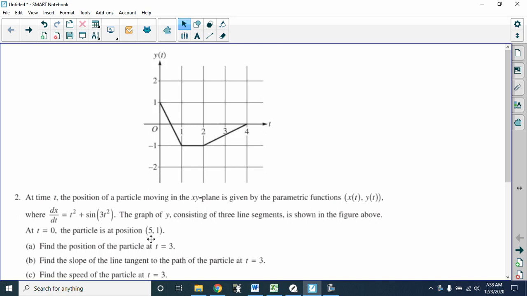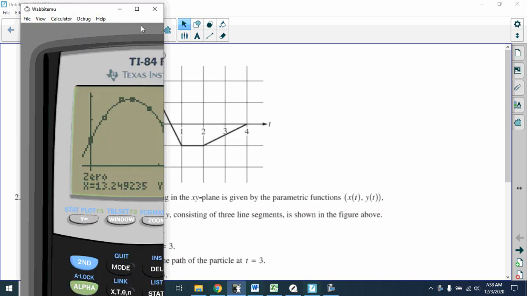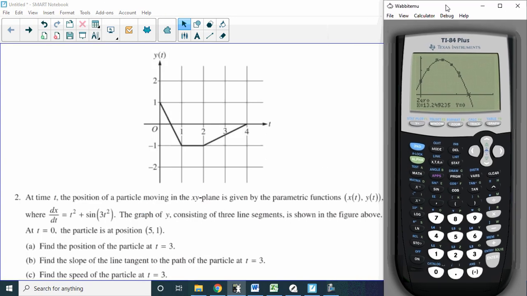Part A asks us for the particle's position at t equals 3. This was a calculator problem, so we can find the x value of position the same way we did in class last time. Get rid of all this stuff. So we want to graph dx/dt. We know where the particle is at time 0. We're looking for where it is at time 3.